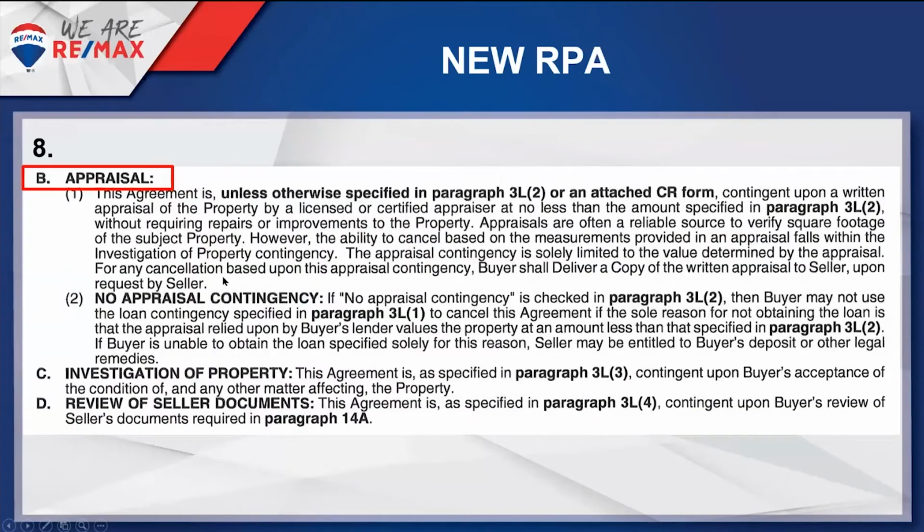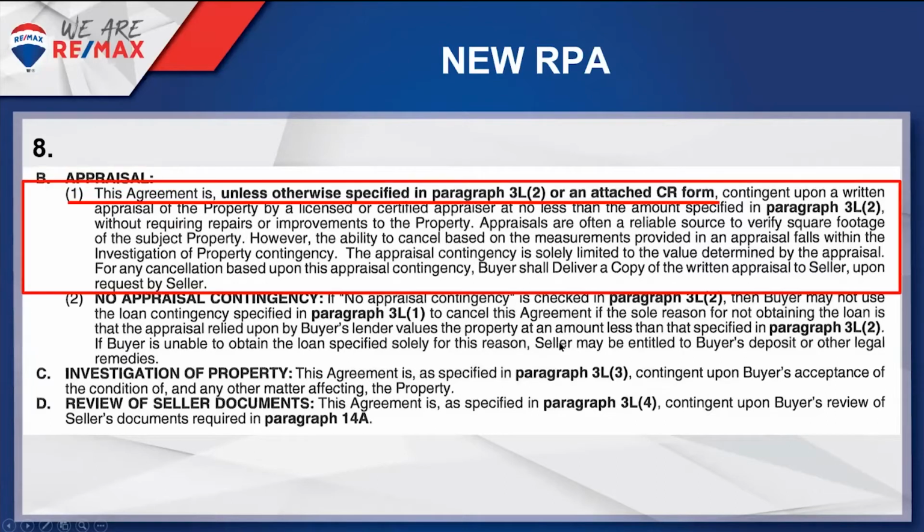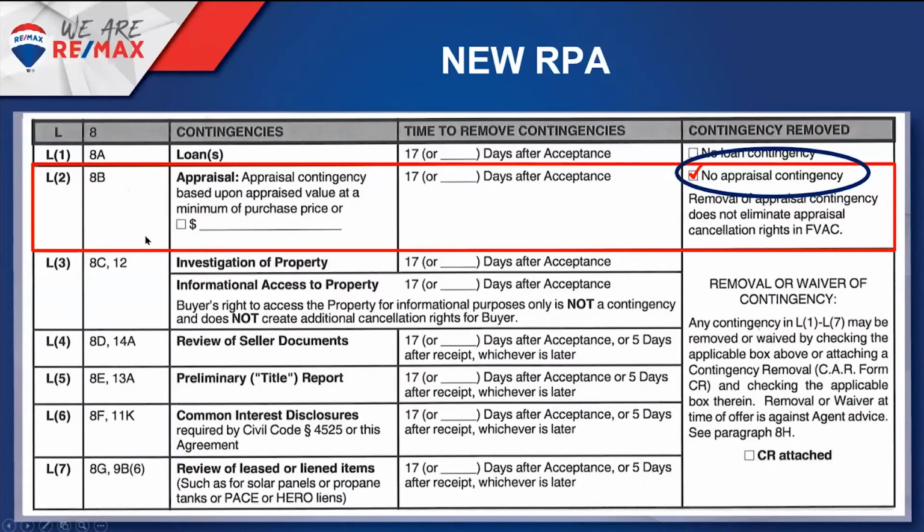Got ahead of myself there. Okay, appraisal. Now, the second contingency is appraisal. We've talked about that a little bit, but the appraisal contingency is a unique contingency in 8B. And so this agreement, unless otherwise specified in 3L or a contingency removal form, is in fact contingent. And again, in 3L, 2, you could check the box, no appraisal contingency.